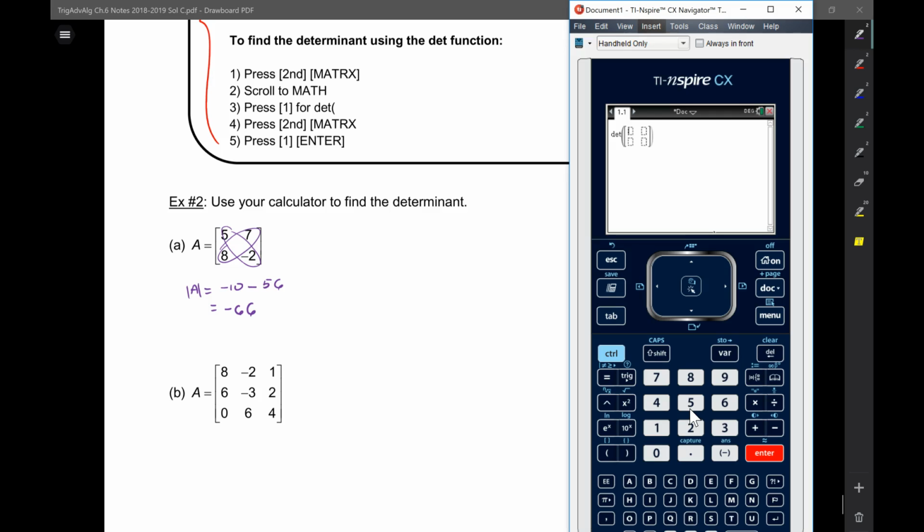I use tab when I'm doing it, and when you do tab, it goes across the rows and then down the second row and then down the third row. So I do 5 tab, 7 tab, 8, and then -2. You could also press the arrows to maneuver, and then press enter, and there you have it. That's the determinant.